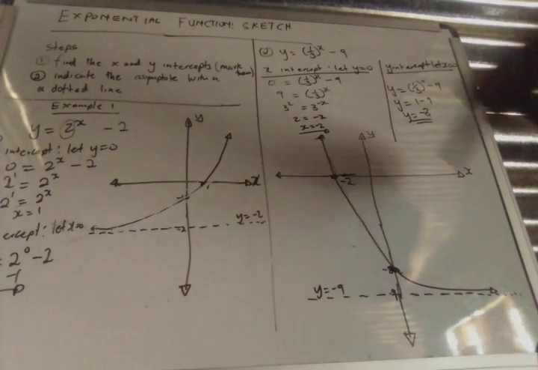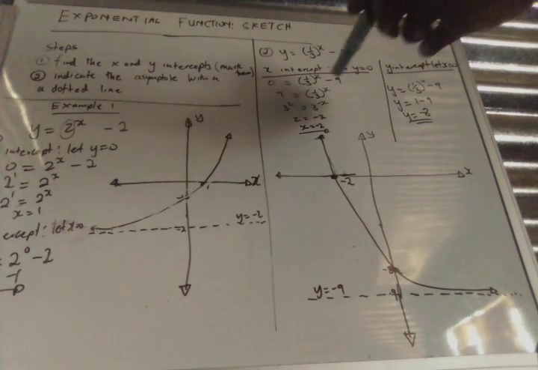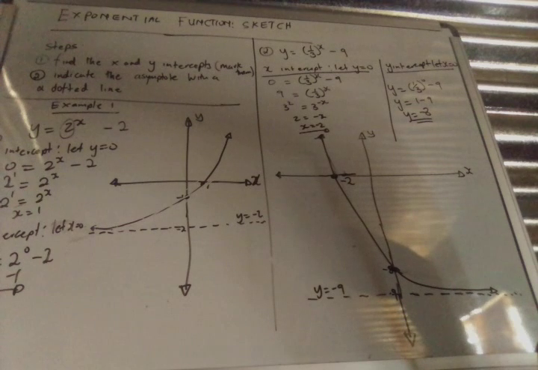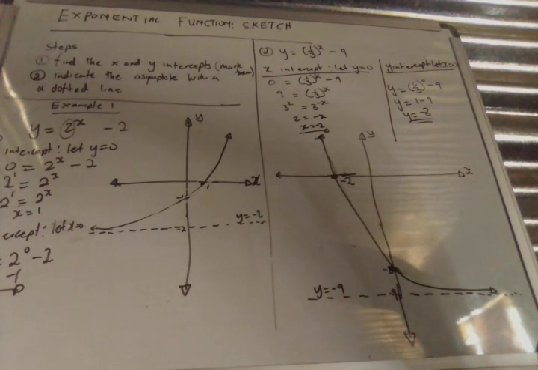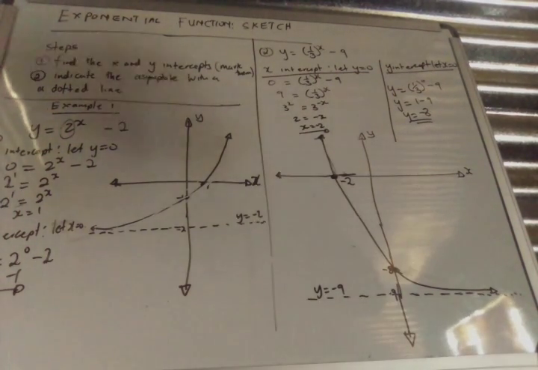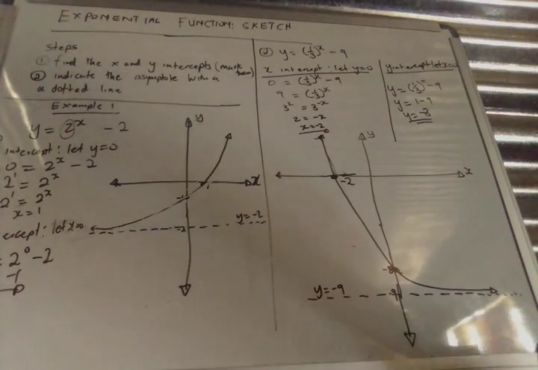We change 1 over 3 into a negative exponent, and then we'll have 3 to the power 2 equals 3 to the power negative x. Because the bases are the same, we can drop them, and we'll have 2 equals negative x, which means that x is negative 2. This means that the graph will touch the x-axis at the point x equals negative 2. So we can go and mark it on our graph.